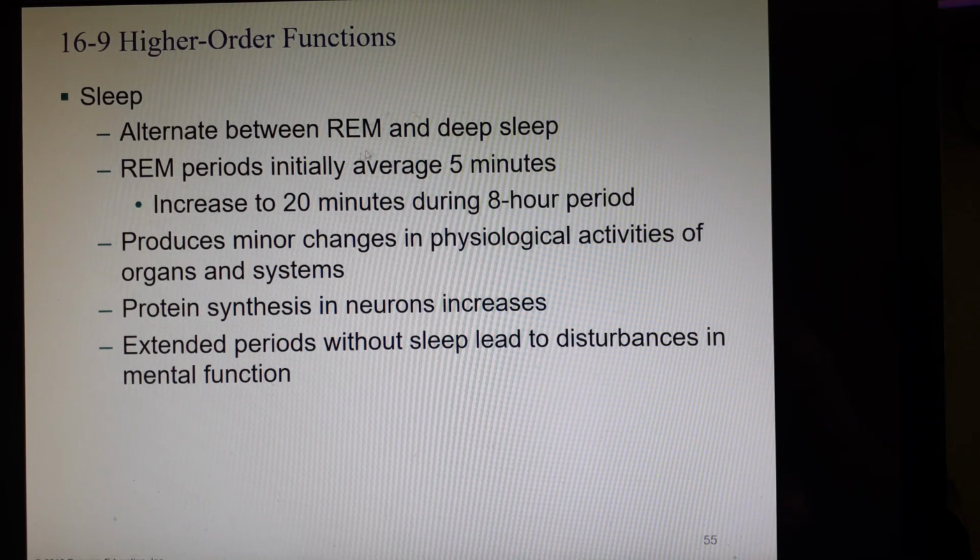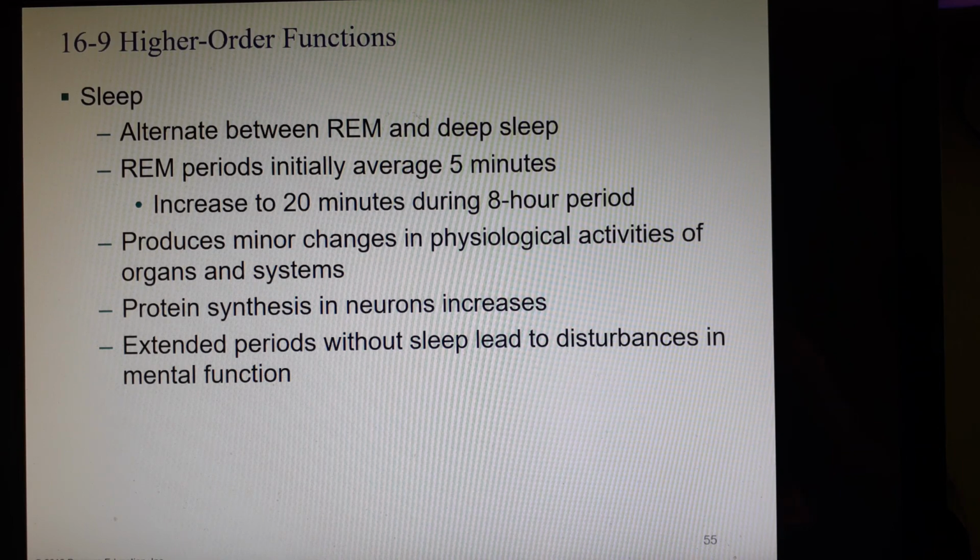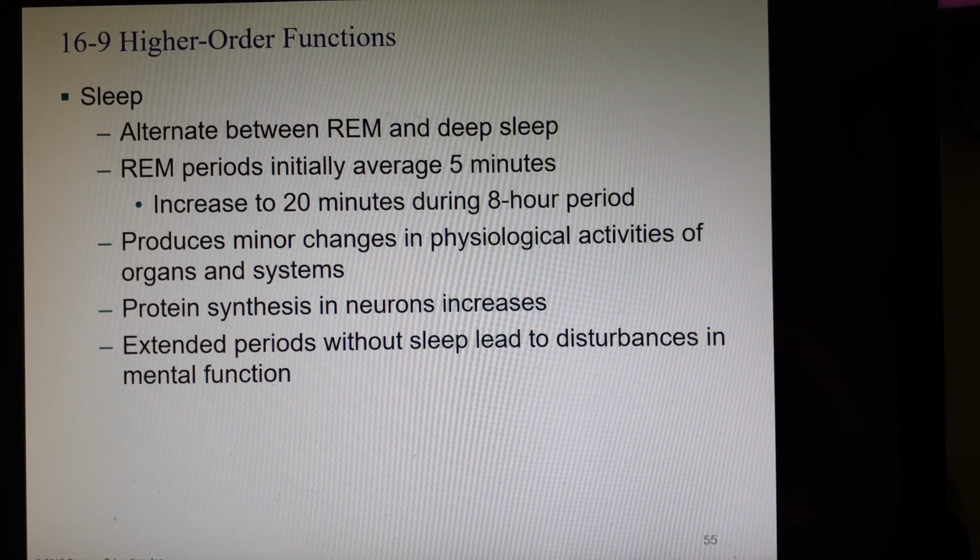So REM starts out at only 5 minutes the first time, and then it will increase and increase in length until, if you're getting a full 8 hours of sleep, your final REM period is about 20 minutes long. During this time, your brain is doing a reboot. It is erasing your short-term memory, and it's making you have a clean slate for the next day. You're going to have minor changes in physiological activities of organs, but major protein synthesis in neurons, which represents storing important information and getting rid of non-important information.